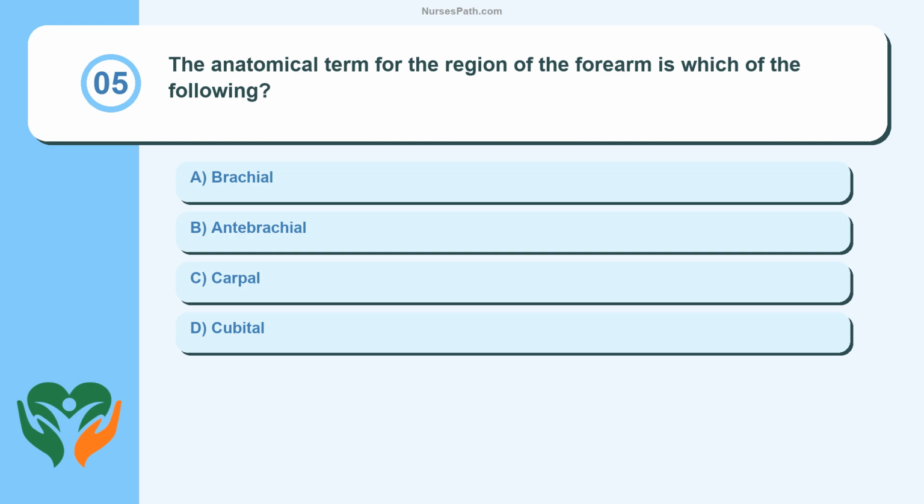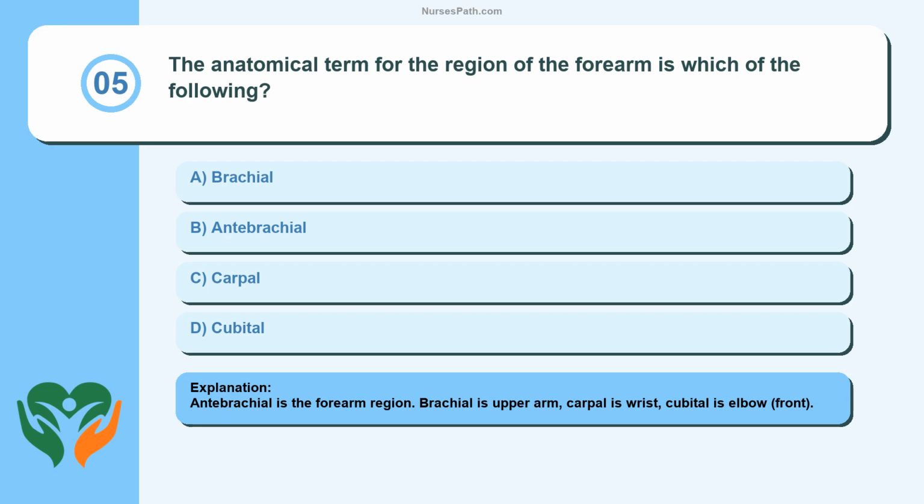Question 5. The anatomical term for the region of the forearm is which of the following? Brachial, antebrachial, carpal, cubital. Antebrachial is the forearm region. Brachial is upper arm, carpal is wrist, cubital is elbow, front.